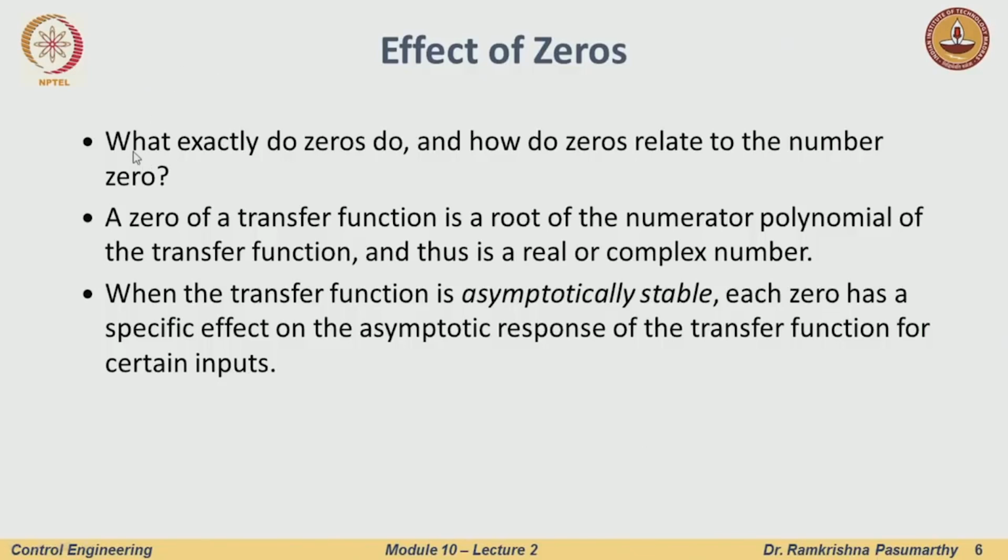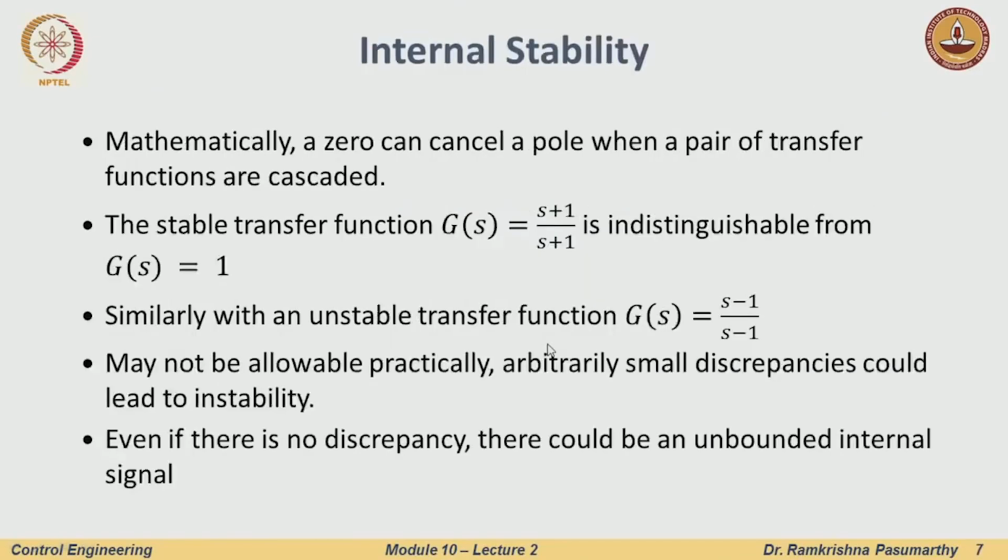Okay, so what exactly do these zeros do? A zero of a transfer function is a root of the numerator polynomial of the transfer function, and it can be a real or a complex number, or just the number 0 also. When the transfer function is asymptotically stable, which means all the poles are in the left half plane, and in this analysis we will only be interested in such transfer functions, each zero has a specific effect on the asymptotic response of the transfer function for certain inputs, and this is what we will do throughout this lecture. Okay.